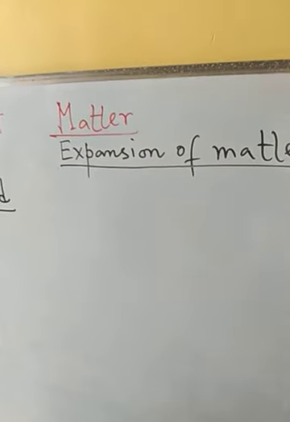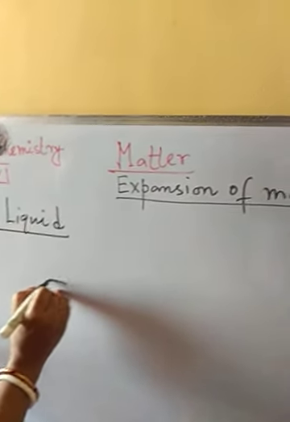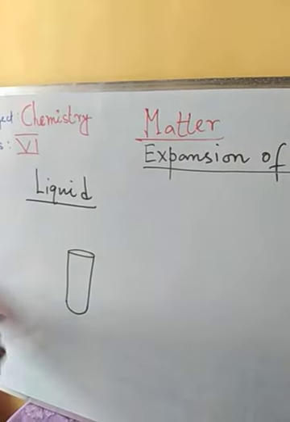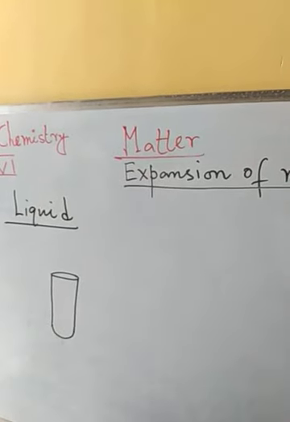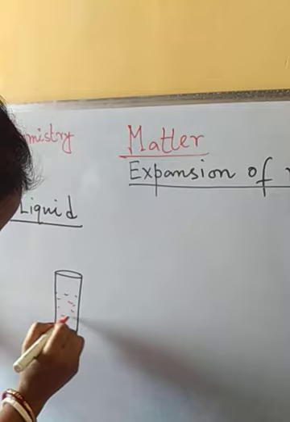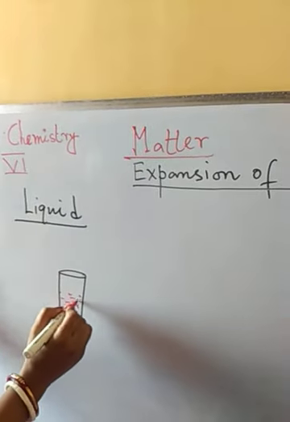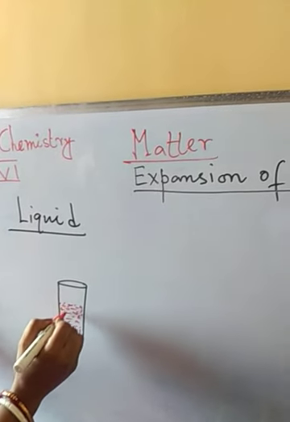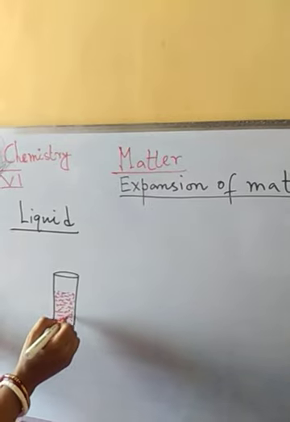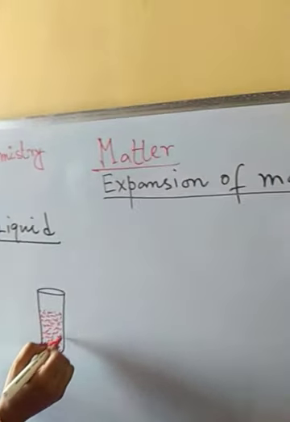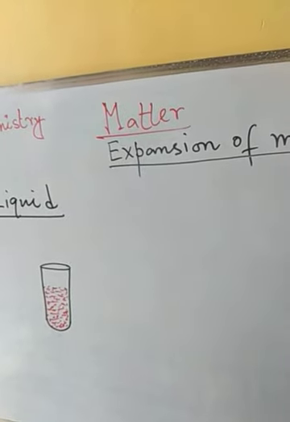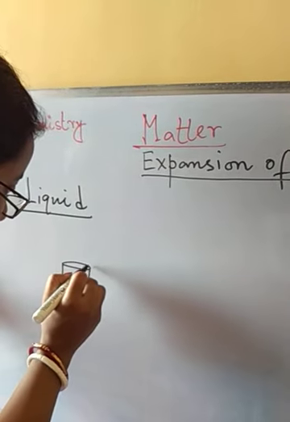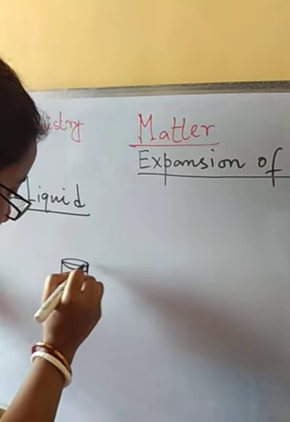Here is a test tube, suppose. In this test tube we are going to take some liquid. Suppose we have taken a red liquid here, any liquid, and using any ink or any color, we can get a colored liquid from it. Now in the mouth of the test tube we will be putting a cork. I am drawing the cork in this manner.